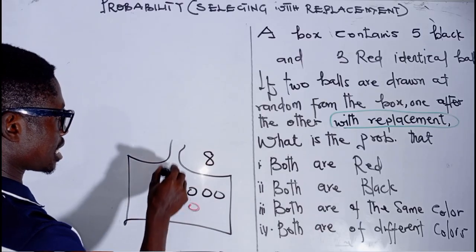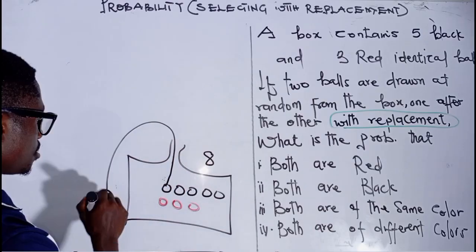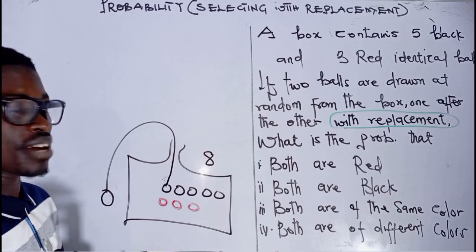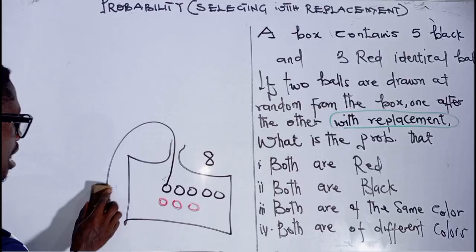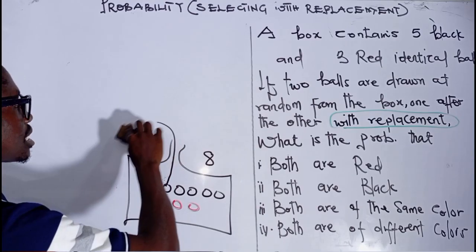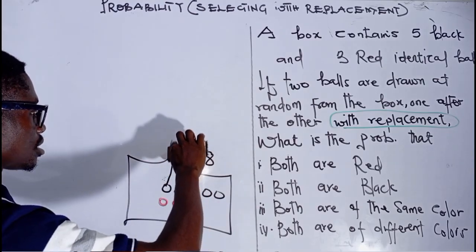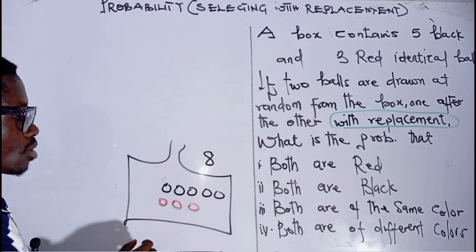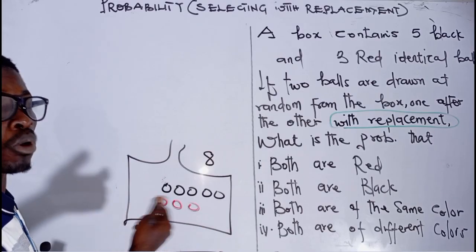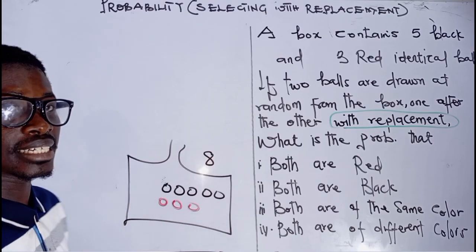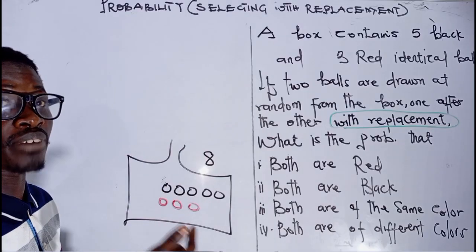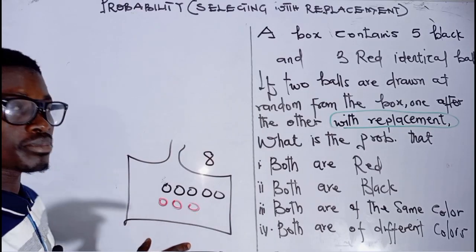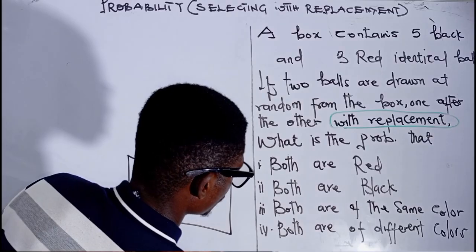So on the first pick, once we are done with everything, we replace it back. When we replace it back, the number of balls in the box will still remain the same, 8. And the number of black balls will still remain 5, and the number of red balls will still remain 3. So that is what replacement means.